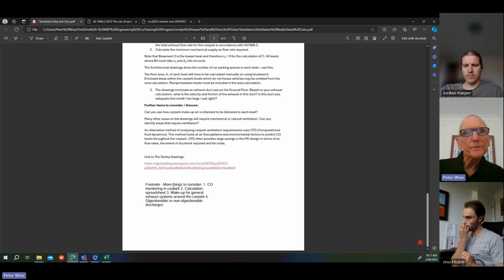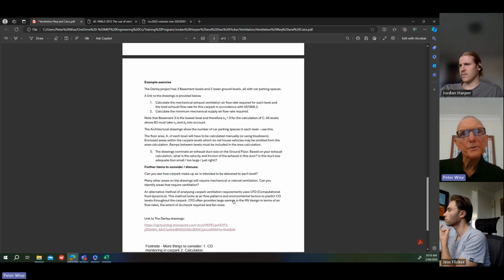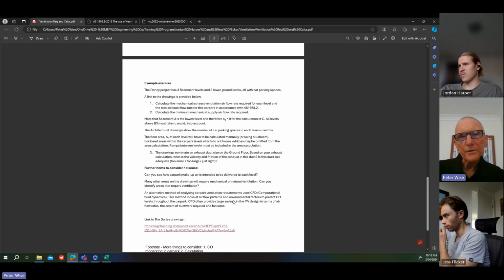Calculation spreadsheet number 2 there, which is in your files. If you go to the toolbox and calculation calculators, you'll find a spreadsheet for calculating car park exhaust, and that puts all these, you can select these factors and just plug it all into the calculation. So that just saves you the time of doing it manually. So what I would like you to do when you go through this exercise is just do it manually, and then you can do the spreadsheet as well.